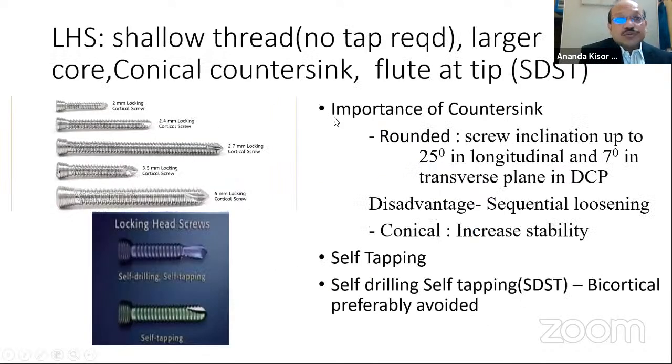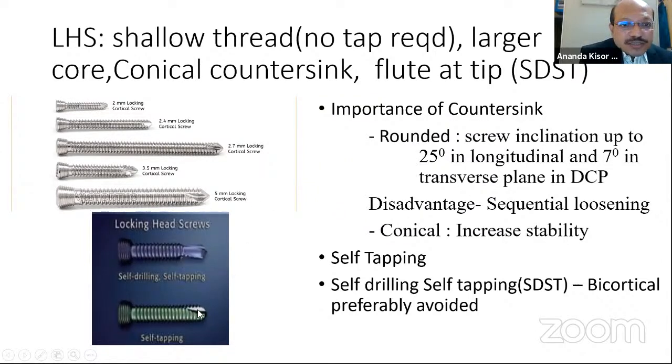Now, a locking head screw. See, the locking head screw has a very shallow thread, so no tap is required. The core diameter is very large, so it is very strong. This is a conical countersink. I already told you the undersurface of the head is known as the countersink. It may be spherical or conical. This is the conical countersink, and there is a flute at the tip.